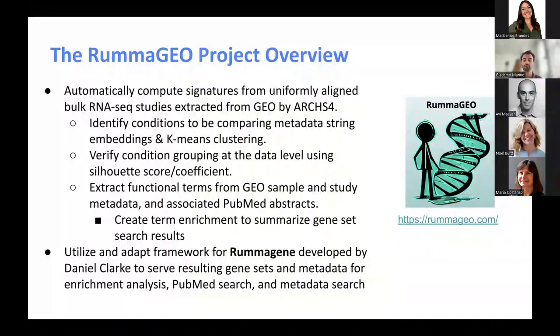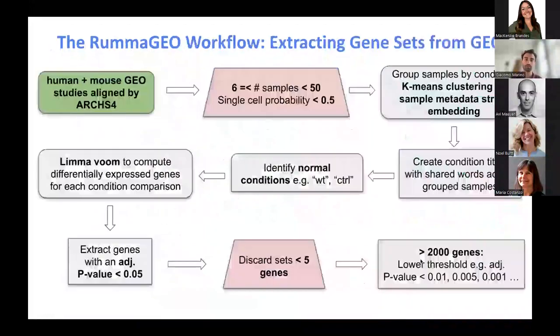And this we can use to help summarize gene set search results. To serve all of these gene sets, because it's quite a large collection, we utilized and adapted the framework that was built for Rummagene, which has automatically extracted signatures from PubMed Central articles, which was developed by Daniel Clark. And this allows us to serve those gene sets for enrichment analysis, PubMed search, as well as metadata search.